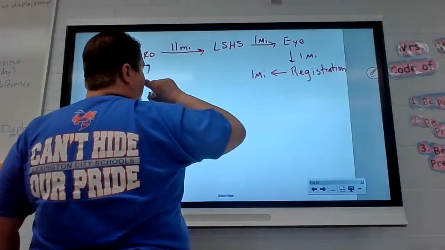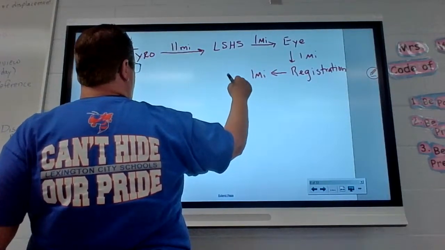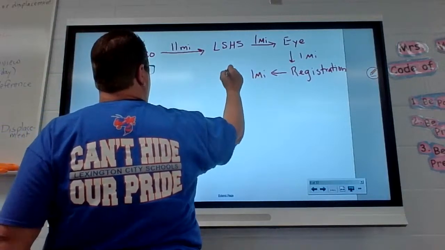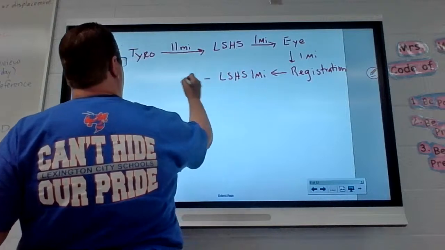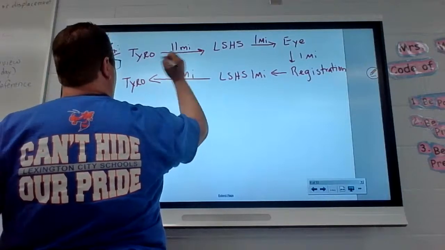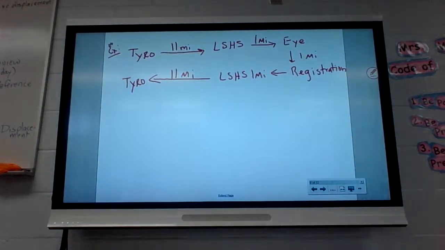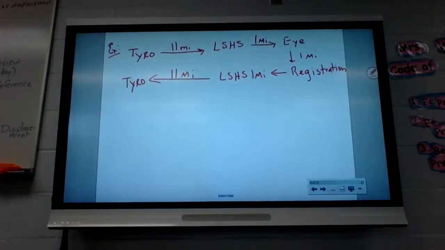All right. The bank is across the street, so I'll be roughly at the school. All right. And then I'm driving 11 miles back home to Tyro. Okay. So I'm just making a giant circle. So, how is my distance and my displacement different? So, if I want distance, the definition said to do what?